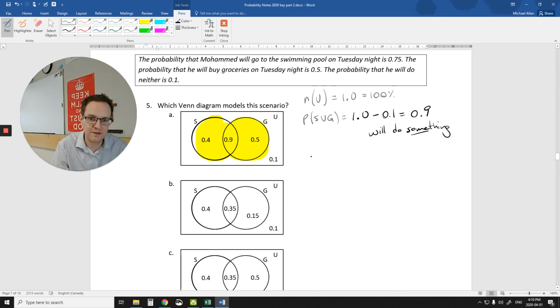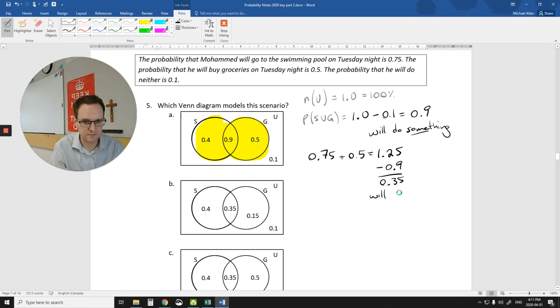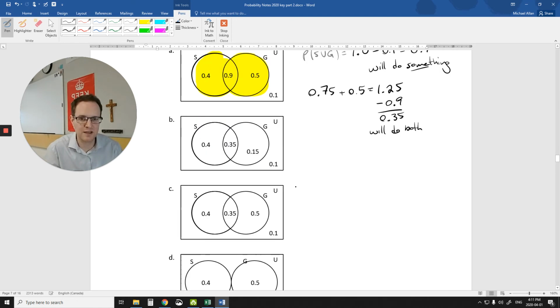And what we know is if I add my two circles together, 0.75 plus 0.5, these are my two circles, not including that overlap. This includes the overlap twice, right? I get 1.25, sorry, which is a little too big because there's a 90% chance he'll do something. So what I'm going to do is subtract the 0.9, and I'll get 0.35 will do both. So there's going to be a 0.35 overlap.